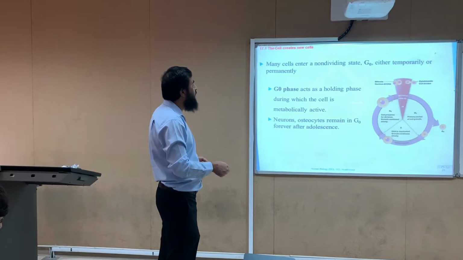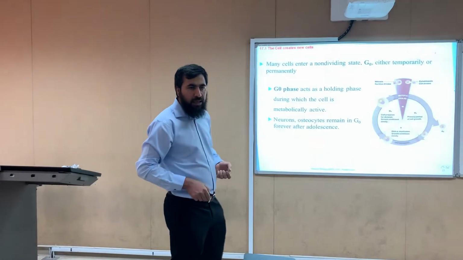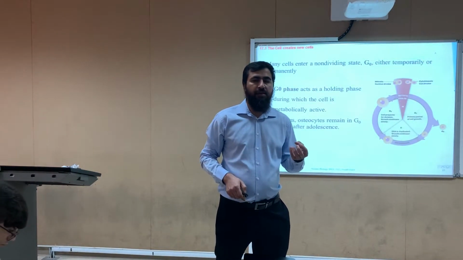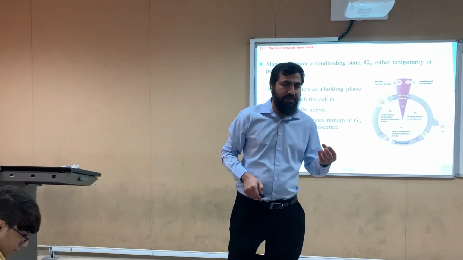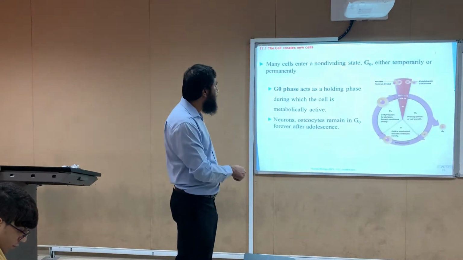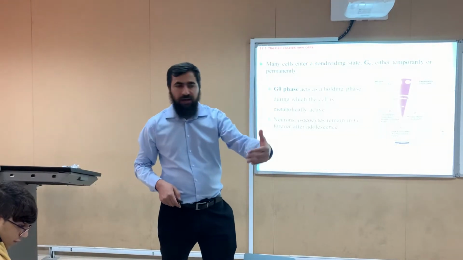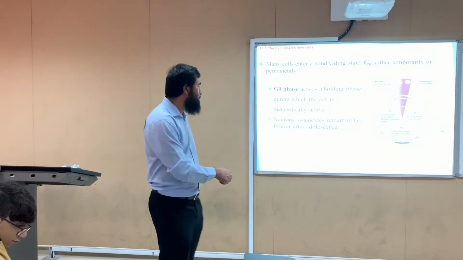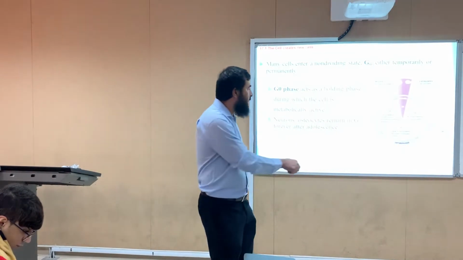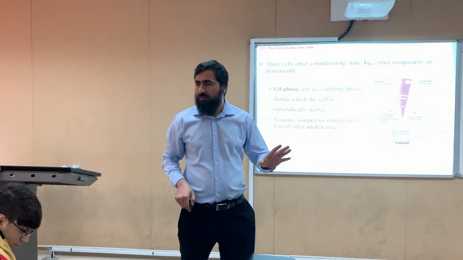Then, as I didn't mention this before, some cells can permanently enter a G0 phase, where the cell cycle is arrested. It means it's stopped, okay? Like nerve cells and osteocytes. And this happens in these sorts of cells after adolescence, after puberty, okay? These cells permanently become neurons or osteocytes, and they can no longer enter the cell cycle and divide, okay?